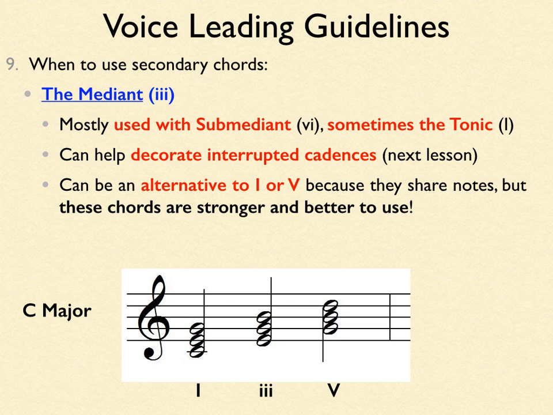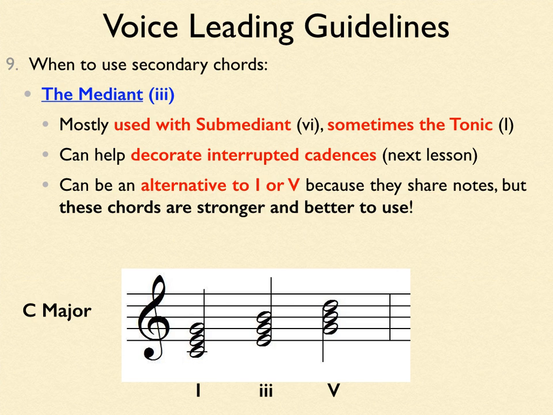So you can see there in the key of C major, I've written the tonic chord, the mediant chord, and the dominant chord, and you can see the overlap between each one. Chord 1 has a CEG chord, chord 3, the mediant chord, has an EGB, and chord 5, the dominant chord, has a GBD.